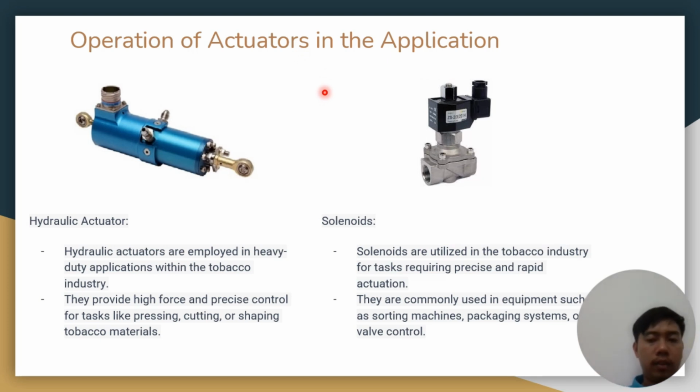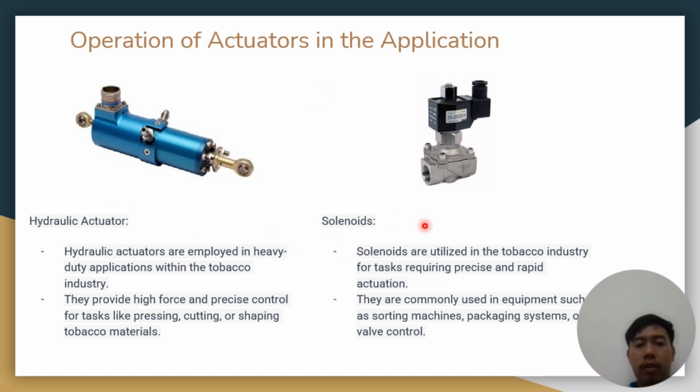So next is the hydraulic actuator. Hydraulic actuators are employed in heavy-duty applications within the tobacco industry. They provide high force and precise control for tasks like pressing, cutting, or shaping tobacco material. Hydraulic actuators use hydraulic fluid to generate mechanical motion, allowing efficient and robust operation in various manufacturing processes.